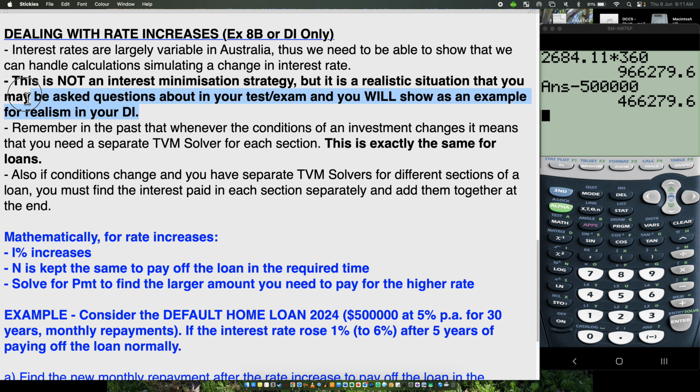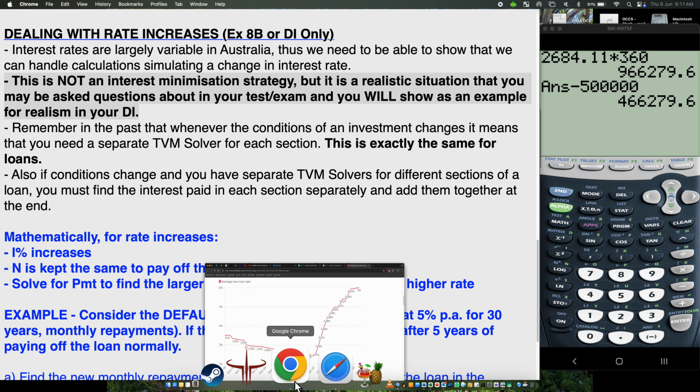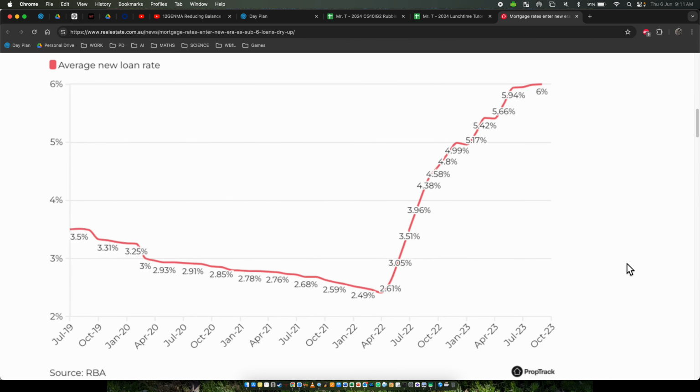Please note, this is not an interest minimization strategy. Would you ever want your interest rate to be higher on a loan? No. But why would we want to show it in the DI? Because it happens. Is it a realistic thing that can happen? Yes. Did it happen multiple times in the last few years? You are showing it in your DI because this happened and it's still happening.